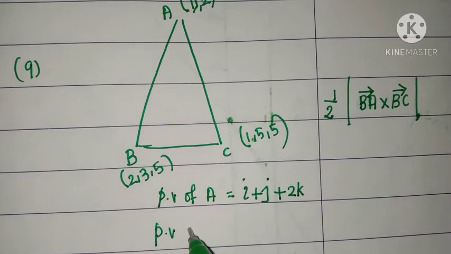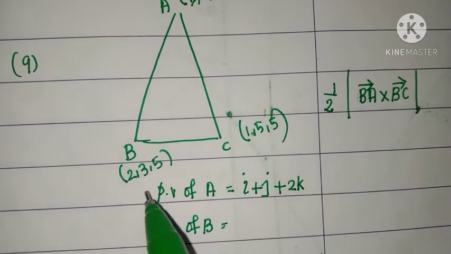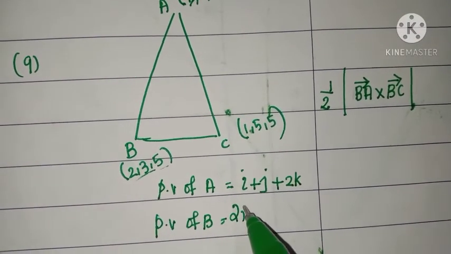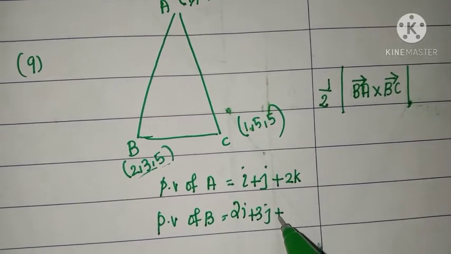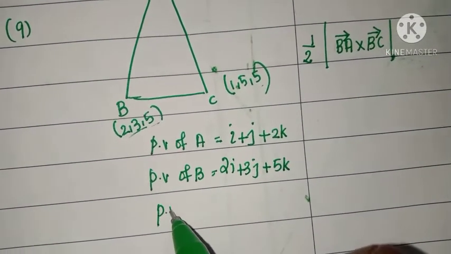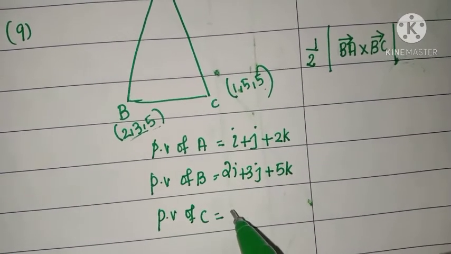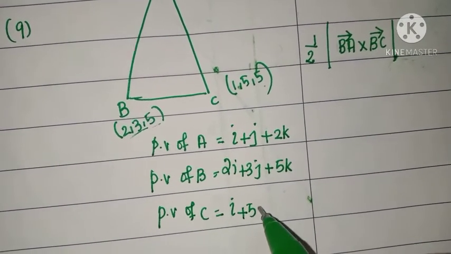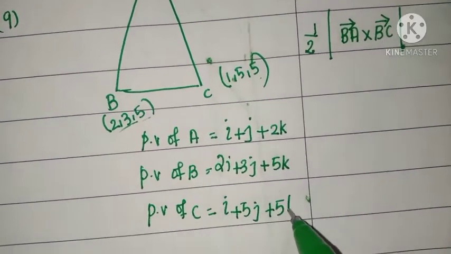Now position vector of B: 2i plus 3j plus 5k. Now position vector of C is 1i plus 5j plus 5k.